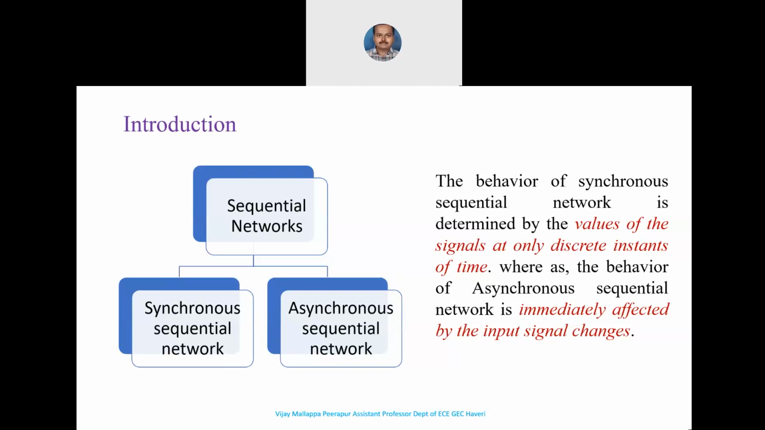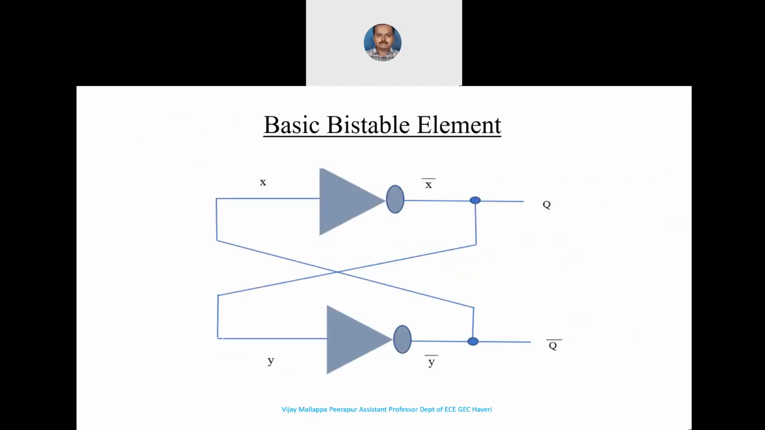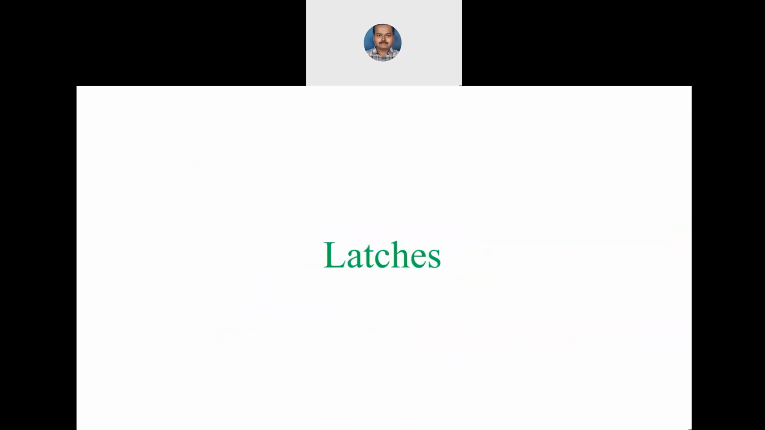But when it comes to asynchronous, we don't use clock signals, and whenever we apply the input signals, depending on the input signal change, the output will be immediately affected, so the output is not controlled. Right? You understand here? That is the basic difference between a latch and a flip-flop. Guys, I will give more information as we proceed with this module 3.